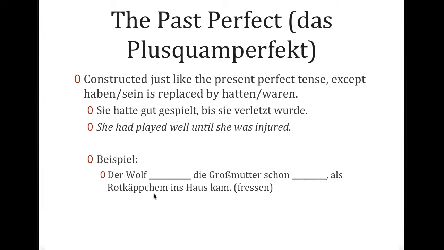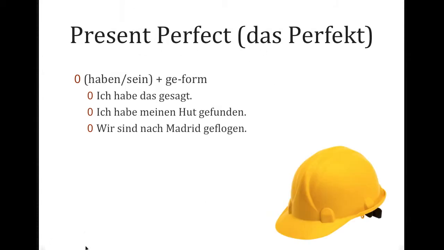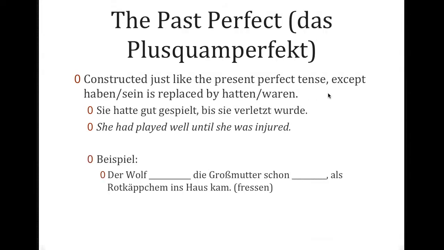And the next type of past tense is the past perfect, which is das Plusquamperfekt. And this one I think is one of the most complicated of the past tenses. It's constructed just like the present perfect tense, the conversational past, except that the haben or sein is replaced by hatten or waren. In this example, sie hatte gut gespielt, bis sie verletzt wurde. She had played well until she was injured.